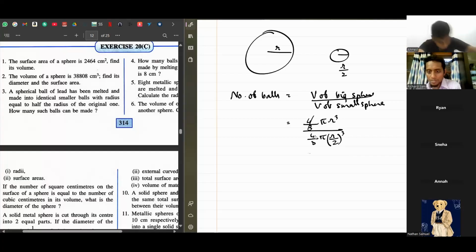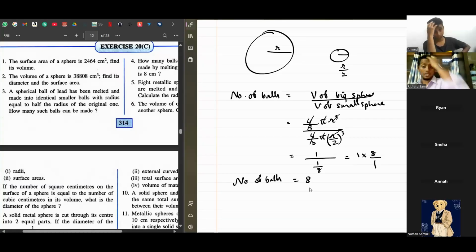So here we can cut 4 by 3, 4 by 3. Pi and pi we can cut. Even the r and r we can cut. So r cube and this r cube get cut off. So what do we have remaining? Numerator is 1, denominator is 1 upon 8. Not just 8. Correct? The 8 is in the denominator. So if you bring it to this side, it becomes 1 into 8 upon 1, which means 8. Number of balls, 8.